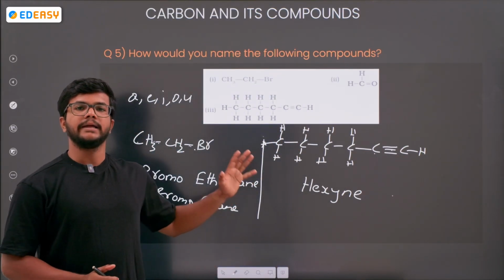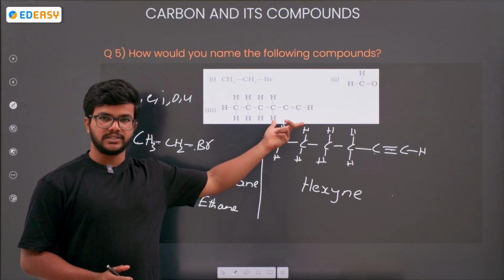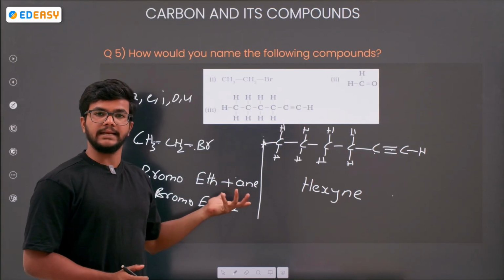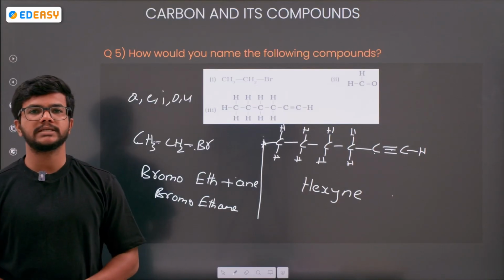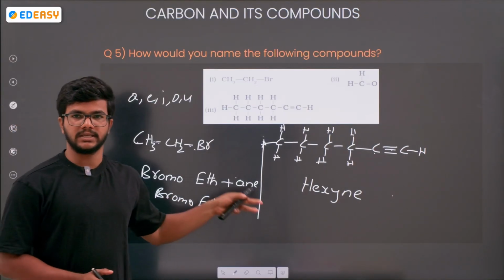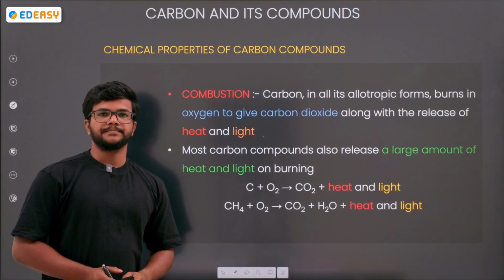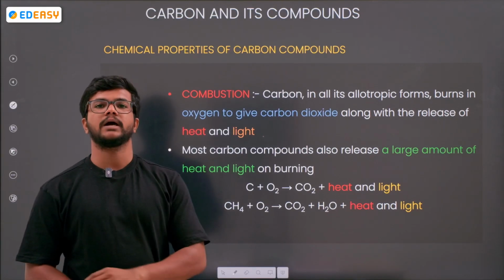That is the nomenclature of the given structures. So this is how you can write the names for the given structures. Okay. Hope you understand the nomenclature and the structures with the names. Okay. Next, chemical properties of carbon.